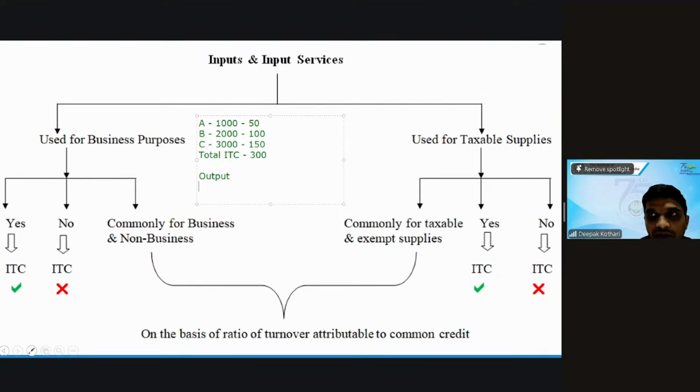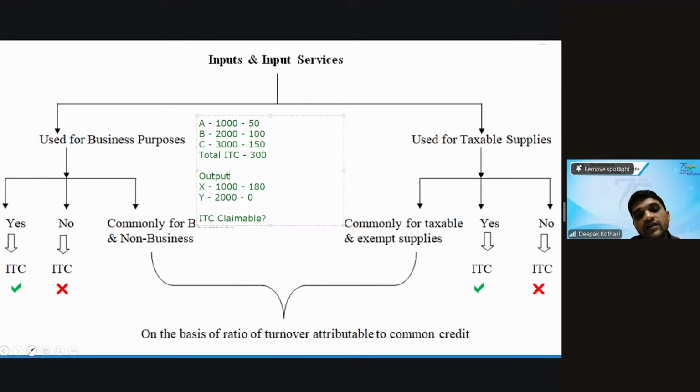Now if I make output of, say, a product, let's take XYZ. X I'm selling at 1,000 rupees and the GST on that is 18%, 180 rupees. Okay. And in the same month I have Y which I'm selling at 2,000 rupees, and this is exempted. So now you tell me how much is the ITC which is claimable.